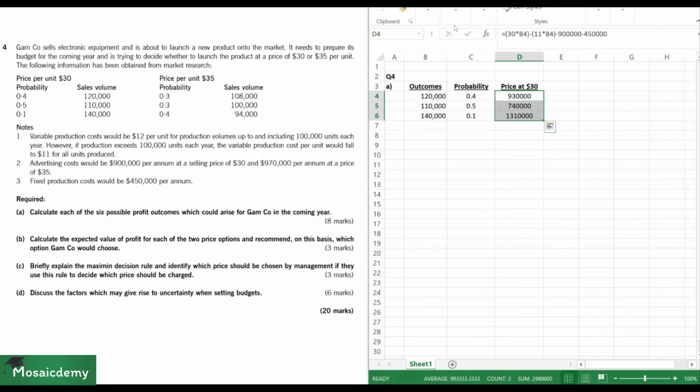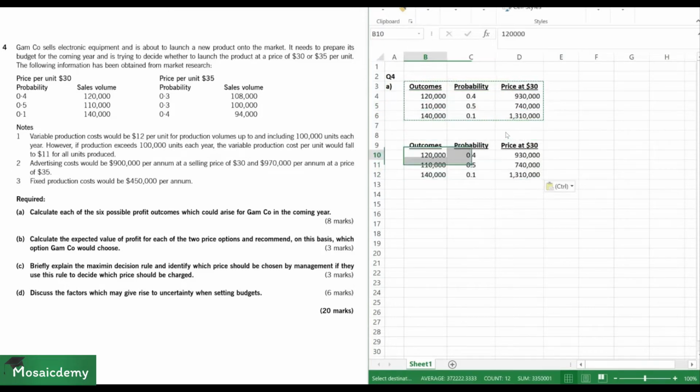So there's our payoff table for the $30 price decision. Okay, so let's just make it accounting based format, reduce the decimals, and here we go. Okay, now the other table we have is for a price of $35. Let's just copy our format down here. Outcomes will now be 108,000, 100,000, and 94,000. Probabilities will now be 0.3, 0.3, and 0.4. Okay, so let's calculate our profits, and the price will now be at $35.